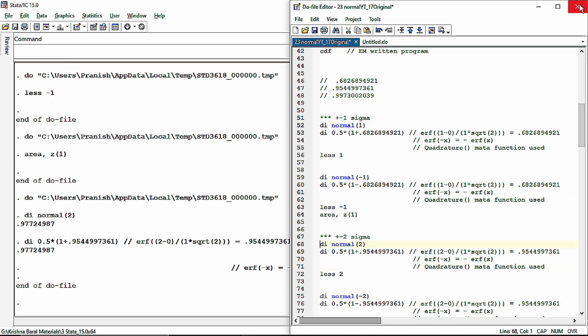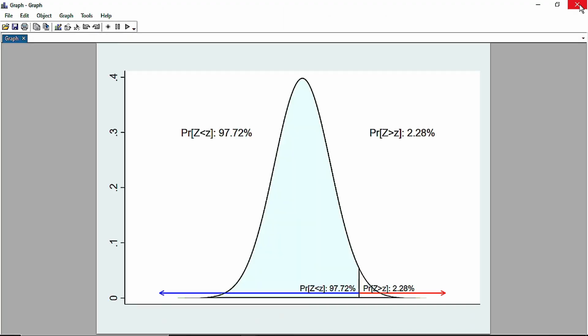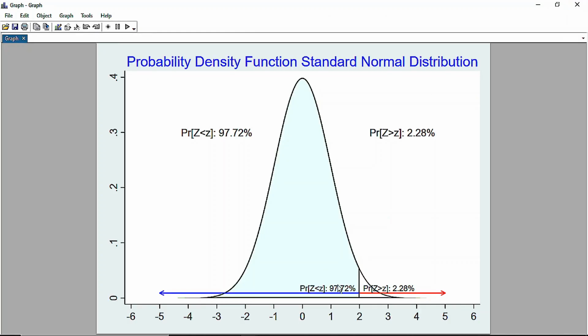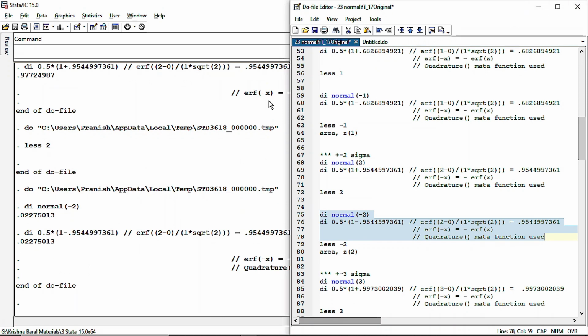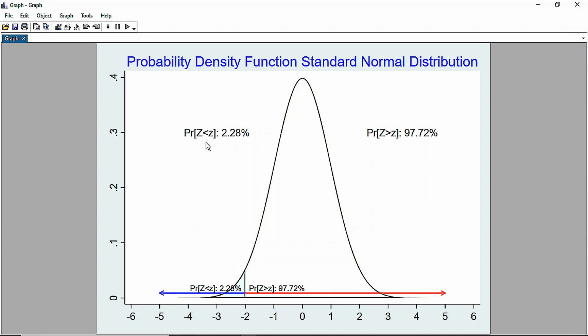It is 97.72%. And let us see what is the value for less than 2. Less than 2, it is 97.72%. This is again the CDF. Now let us calculate the CDF for Z to be -2 or less than -2. In both of the cases, we get the same result. It is nearly 2%. And let us see our CDF graph. Actually, it is a PDF graph, but this term... so less than 2, it is 2.28%.